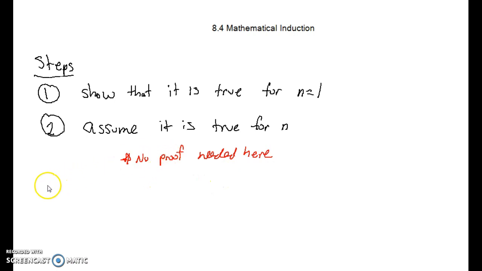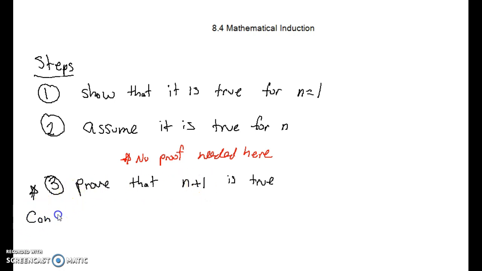Step number 3. This is the big one. This is where you're going to be doing all of your work. You are going to prove that n plus 1 is true. So we prove that if I plug in a number, it works. I'm going to assume that it works for the last number. Then that means that if I pick one more number after the last number, it's going to be true. So this is the hard part, step number 3.